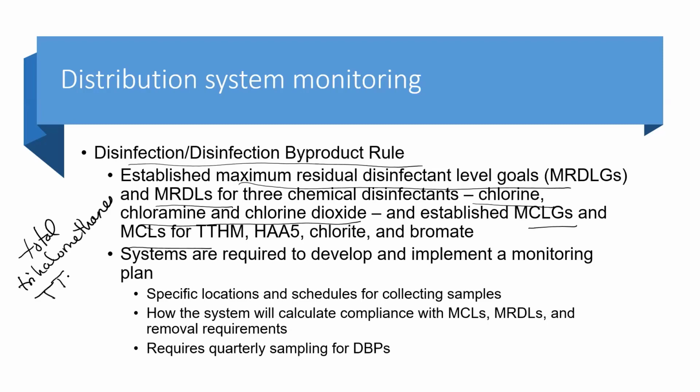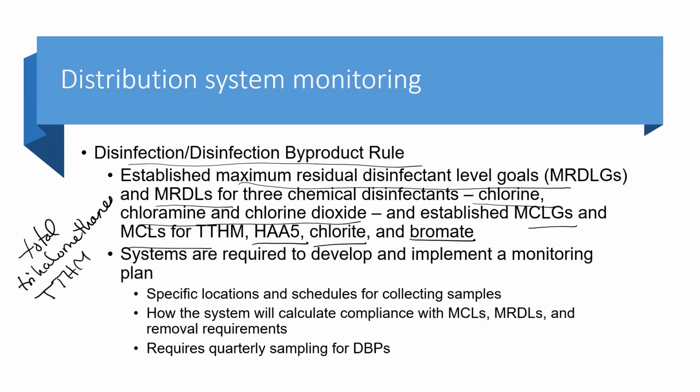So that's THM. So that includes chloroform, bromodichloromethane, dibromochloromethane, and bromoform. And the haloacetic acids, there are 5 that are regulated: chlorite, which is toxic, and bromate, which is a carcinogen. So bromate is formed from the reaction of bromide and ozone.